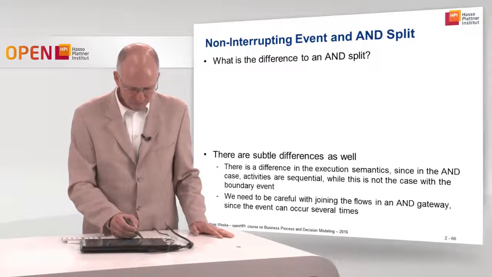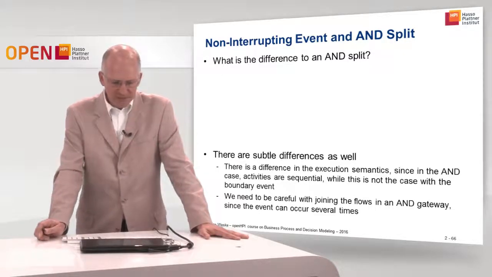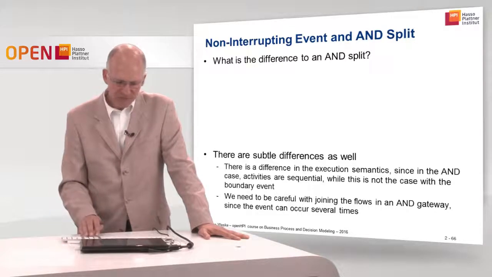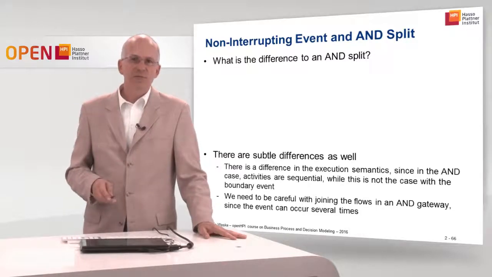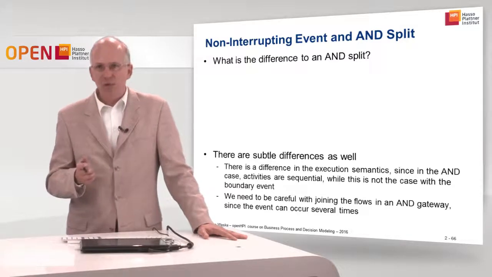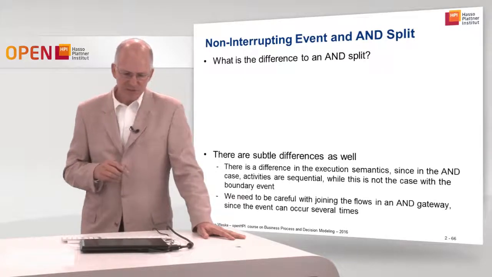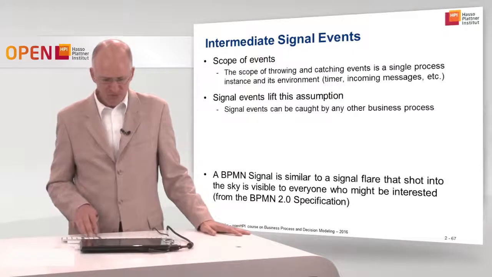I need to use the eraser because I have the subtle differences as well, specified here in this part of the slide. So there's a difference in the execution semantics, since in the end case activities are sequential, while this is not the case with the boundary event. And we need to be careful with joining the flow in an end gateway, since the event can occur several times. So this boundary event can occur really several times. Depending on the occurrence of the event, I can send several notices to the customer that the product is late, and that would cause problems when we again wanted to join the different nodes in an end join.